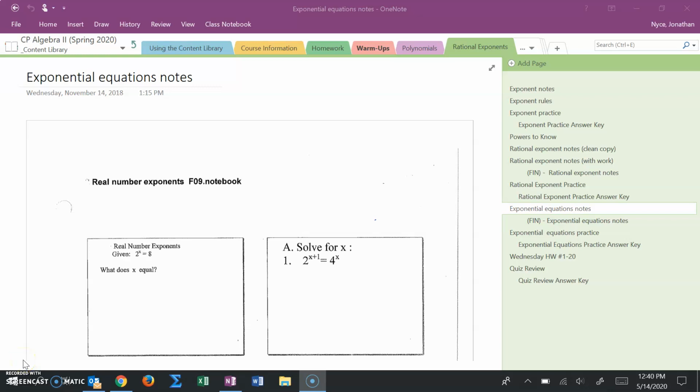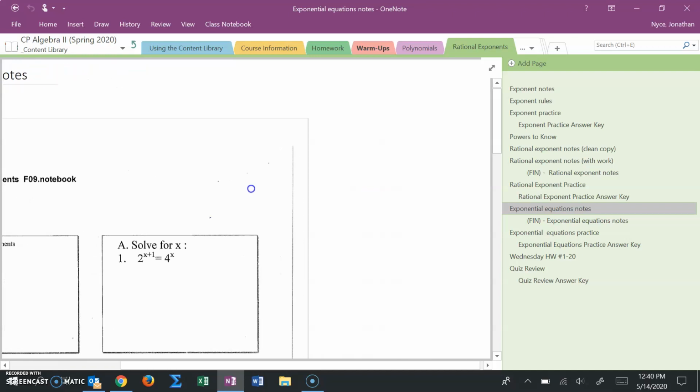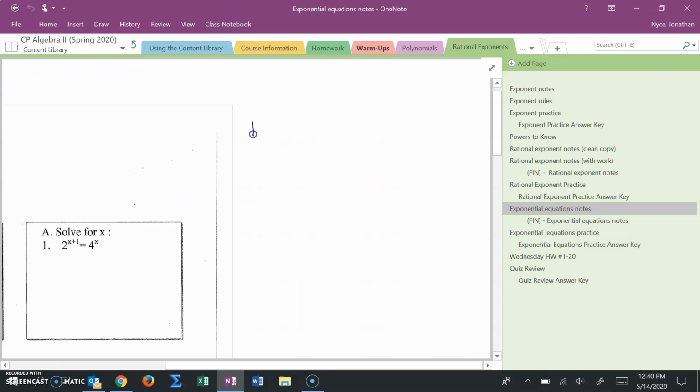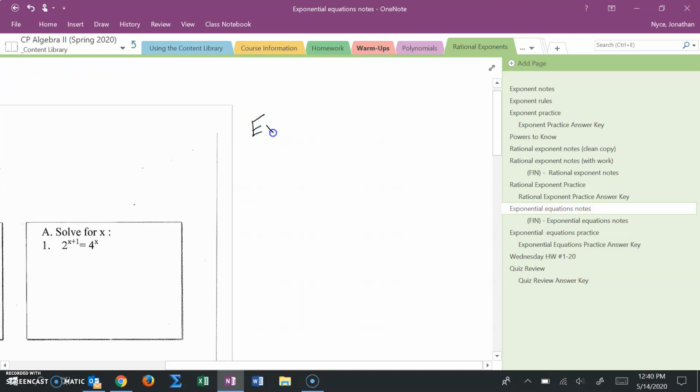Hello everyone. I'm going to take a few minutes and go over solving exponential equations. So an exponential equation is just an equation that has the variable that you're trying to solve for in the exponent. So we'll look at some examples of those. Anything that has the variable you're trying to solve for in the exponent within an equation is an exponential equation.